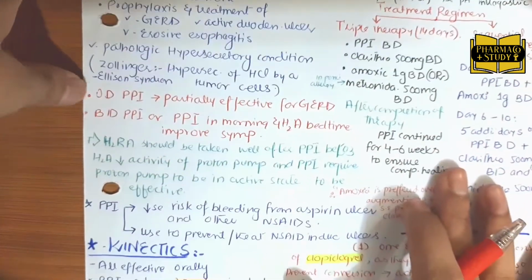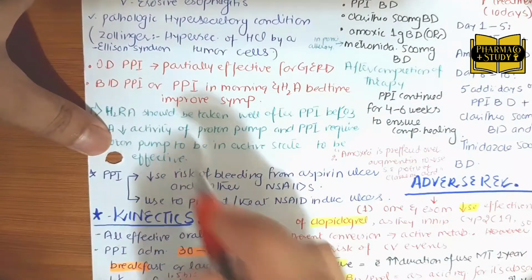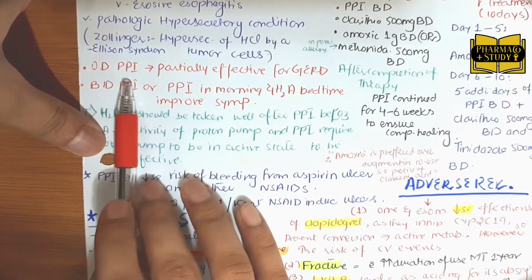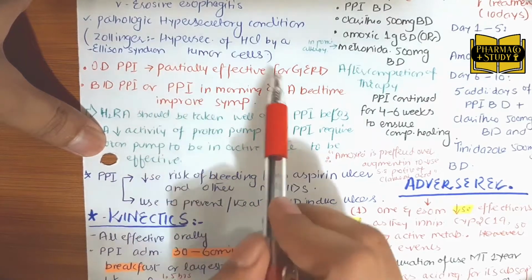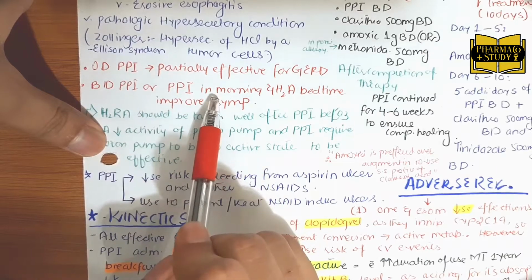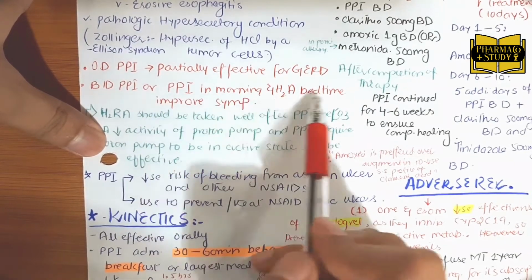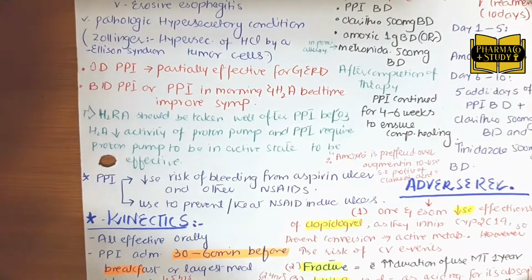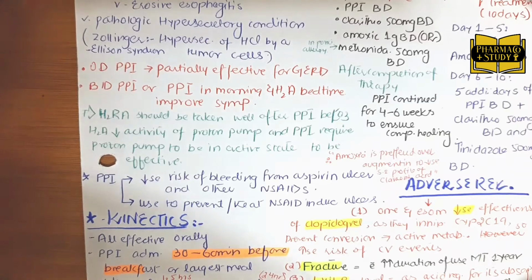Okay, so what are the doses for all these conditions? Proton pump inhibitors are usually taken once daily. These are partially effective for the GERD. BID proton pump inhibitor, or the proton pump inhibitors in the morning and H2 receptors at the bedtime, improve the symptoms. However, you can also take proton pump inhibitor twice daily, or you can rather go for the proton pump inhibitor in the morning and H2 receptor antagonist at the bedtime.